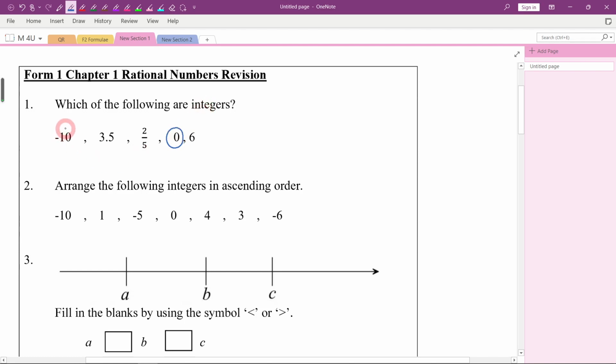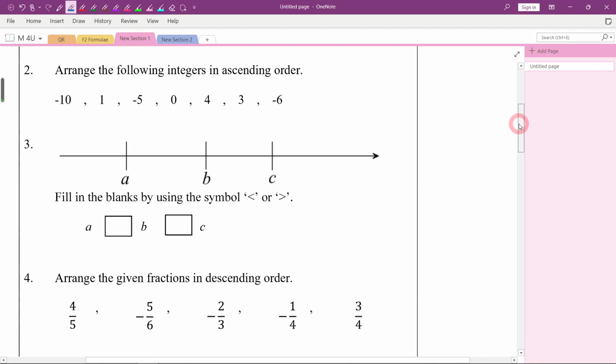Okay, so negative 10, yes, negative 10 is an integer. 3.5, no, 3.5 is a decimal. 2 over 5, no, 2 over 5 is a fraction. 6, yes, 6 is an integer. So this is negative integer, this is positive integer. So 0 is neither positive nor negative, but it is considered as an integer. So remember this.